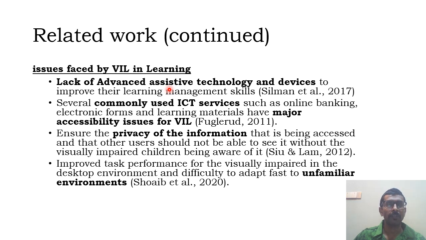Issues faced by visual impaired learners in learning. There are a lot of issues they face in on-site education as well as online education, but most of the on-site education purposes, they have their human support and their device support, and they are used to it. But when the space is changing from on-site to online, they have a few more additional burdens, problems recently popped up.